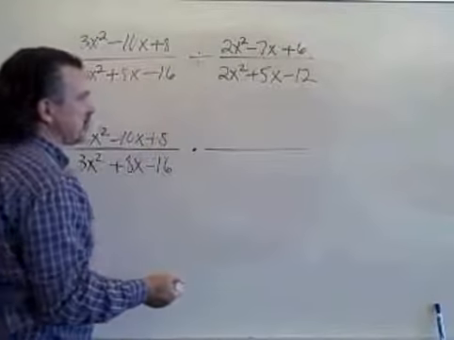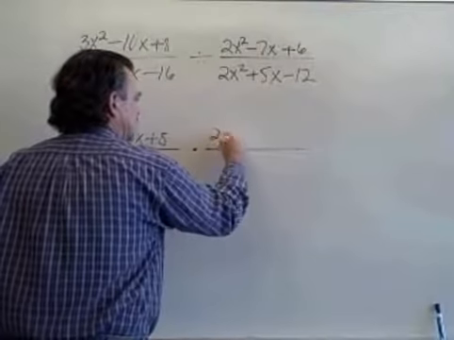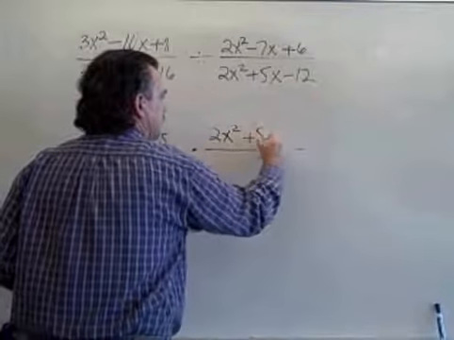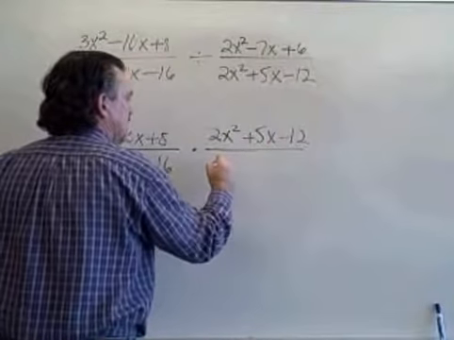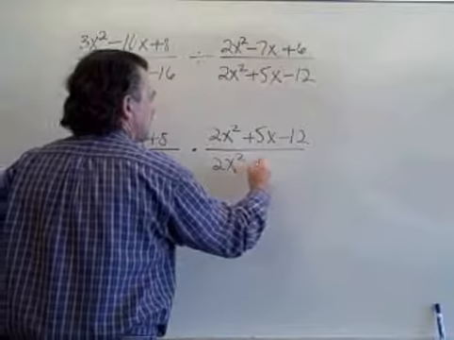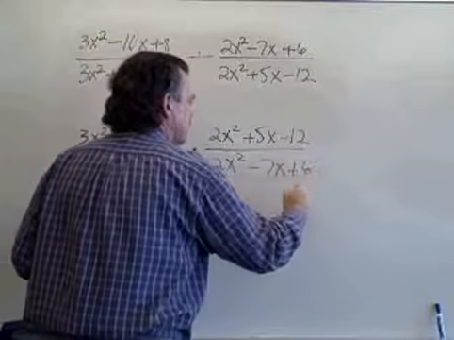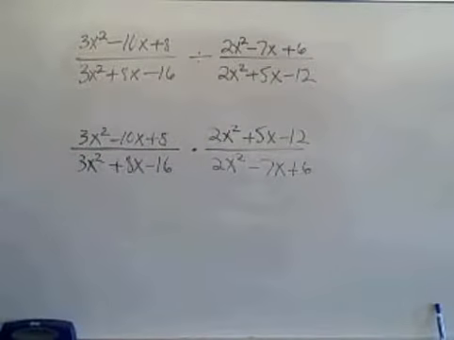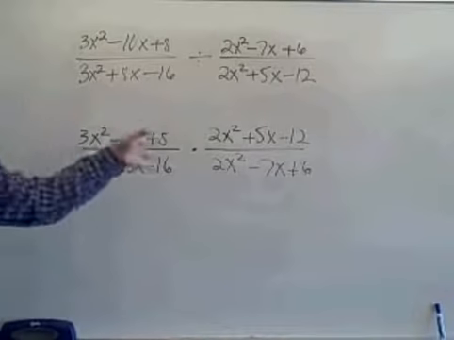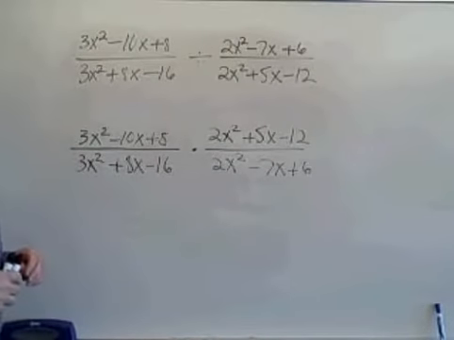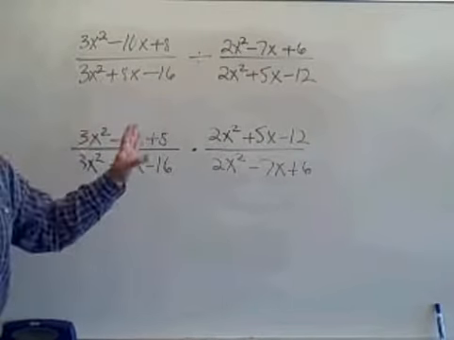And we take the reciprocal of the second fraction. So the denominator becomes the new numerator. The original numerator becomes the new denominator. And now we're multiplying these two fractions. We want to cancel first.